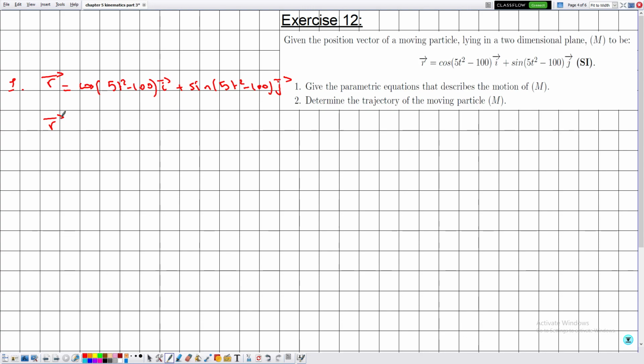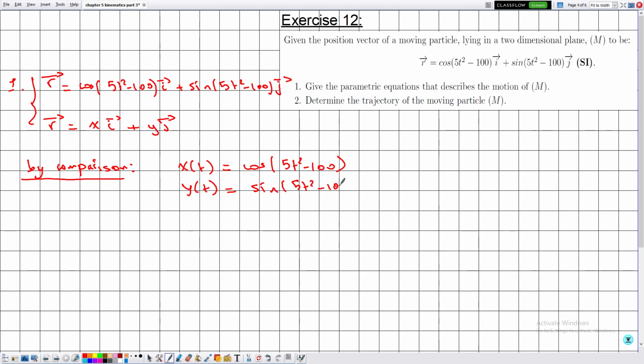And we know that in general any position vector in 2 dimensions can be written as r is equal to xi plus yj. Now comparing both vectors, we can safely say that the x component, which is a function of time, is equal to cosine of 5t square minus 100, and y of t is equal to sine of 5t square minus 100.